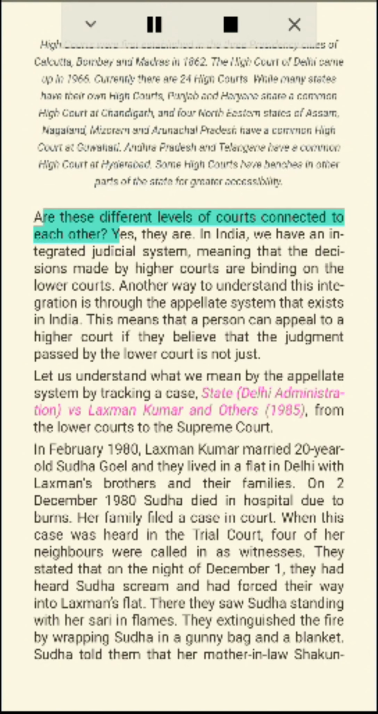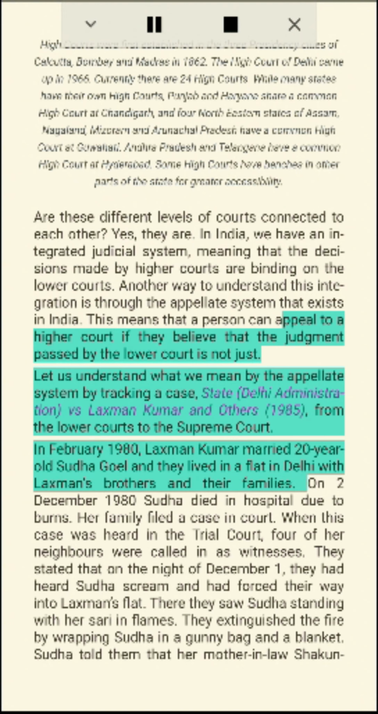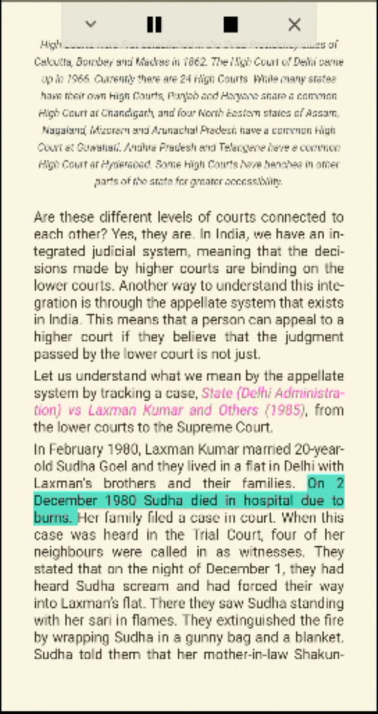Are these different levels of courts connected to each other? Yes, they are. In India, we have an integrated judicial system, meaning that the decisions made by higher courts are binding on the lower courts. Another way to understand this integration is through the appellate system that exists in India. This means that a person can appeal to a higher court if they believe that the judgment passed by the lower court is not just.